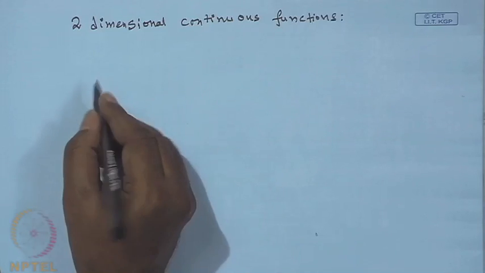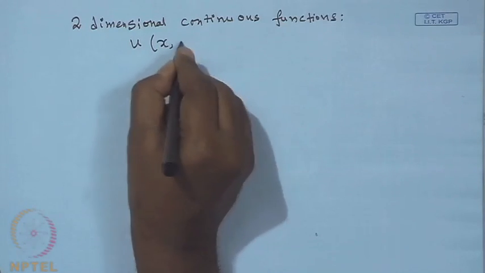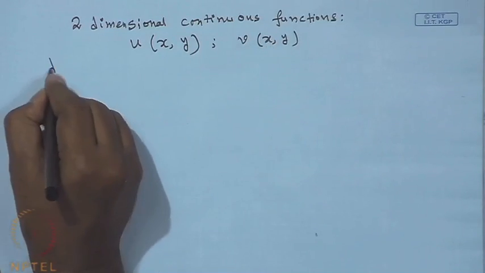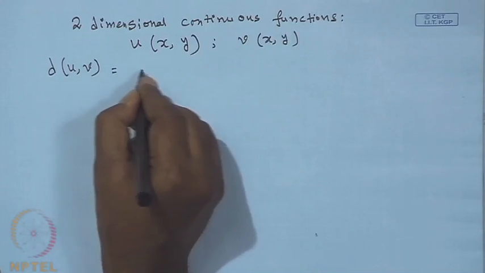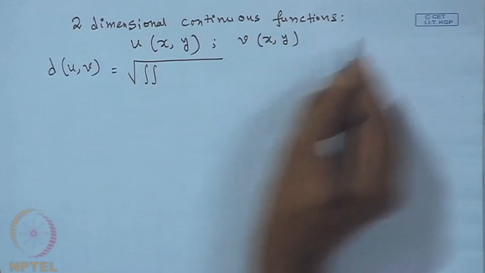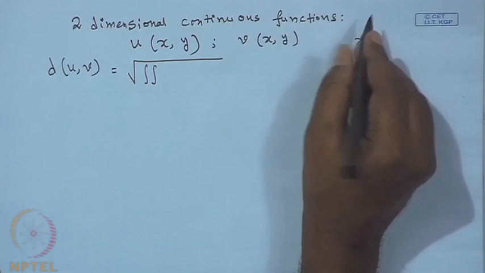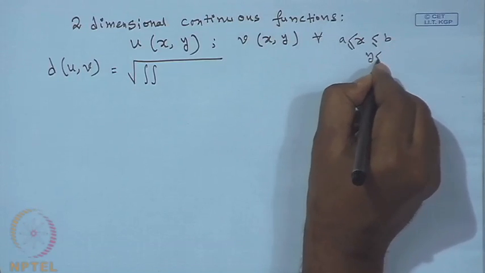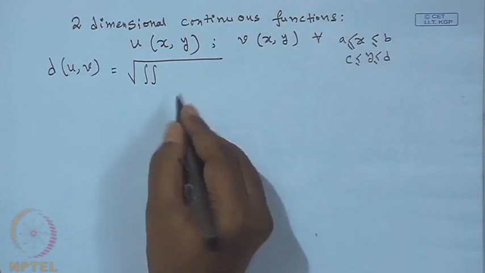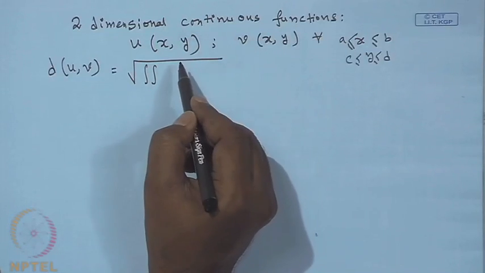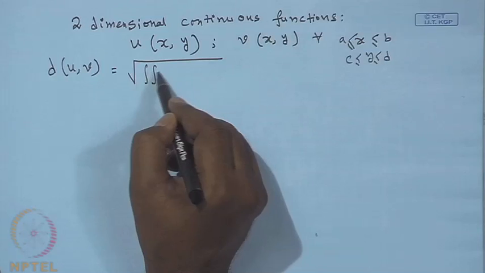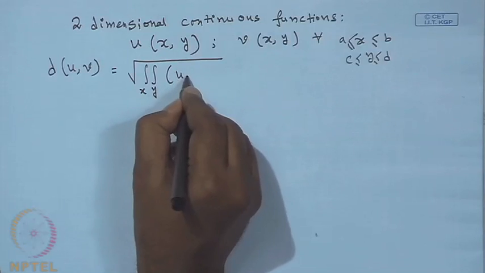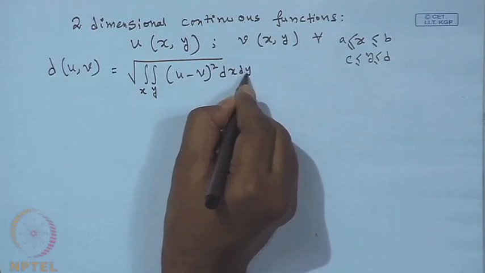Now, let us talk about two dimensional continuous functions. That means, if we have functions u as a function of x and y, and v as a function of x and y, then the metric between u and v is nothing but the square root, let us say with x lying between a and b, and y lying between c and d. Since it is a two dimensional function, the single integral will be replaced by a double integral of u minus v whole square dx dy.